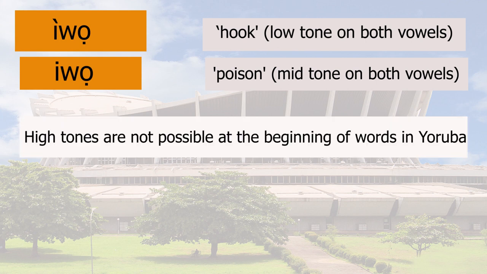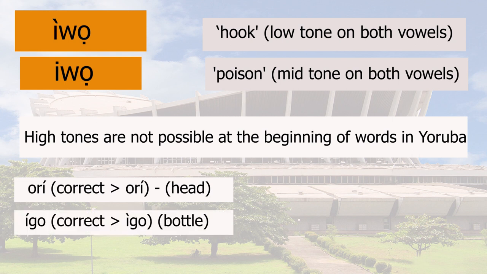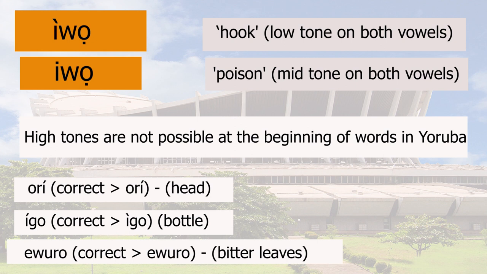Note that high tones are not possible at the beginning of words in Yoruba. Ori, this word meaning head. Igo, this word meaning bottom. Ewuru, this word means bitter leaves. Huh, the leaves are bitter. I don't think I want that in my tea, sir.